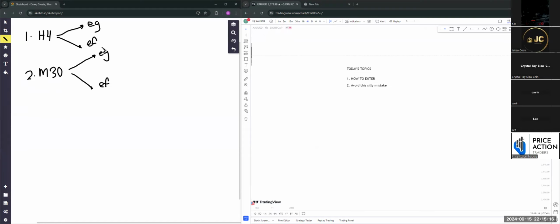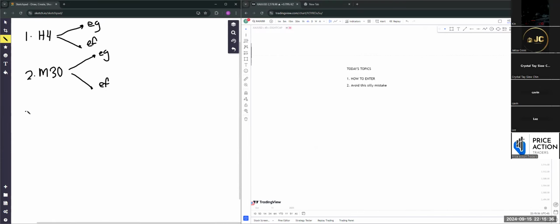Why only EG or EF? Because this system is the engulfing trading system. Since we talk about the engulfing trading system, we only have 2 types of engulfing, which are engulfing and engulfing fail. That's it. It's either for buy or for sell.